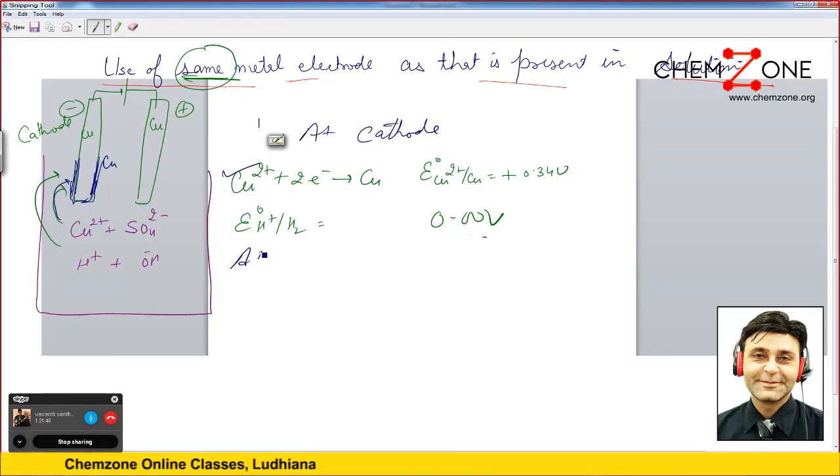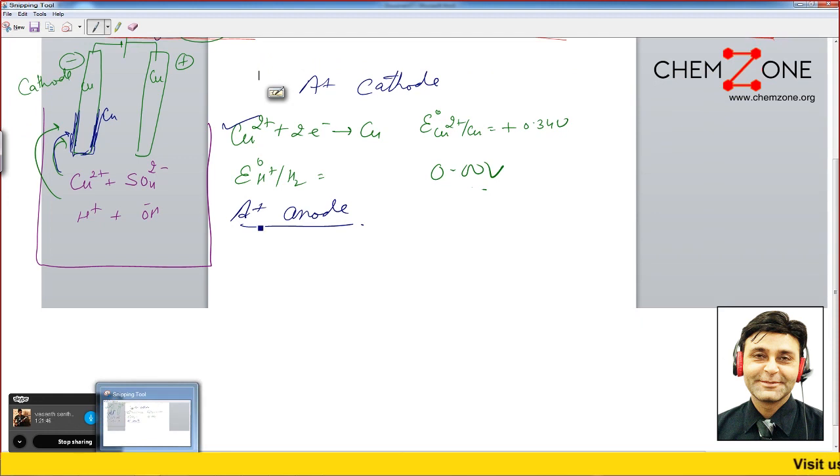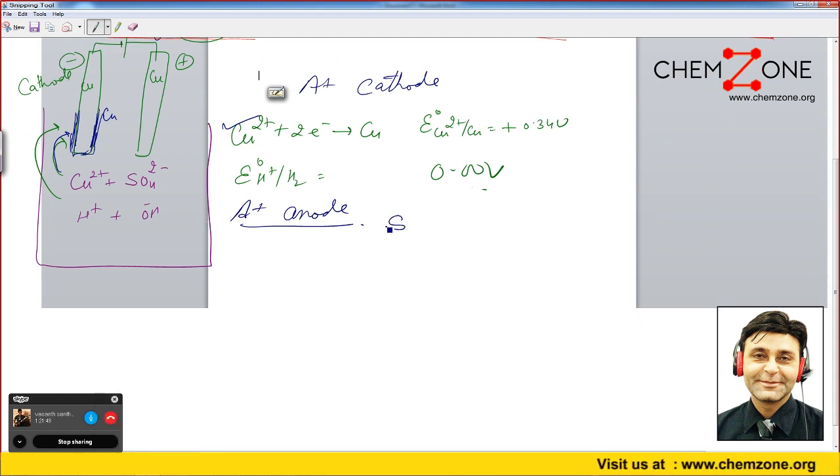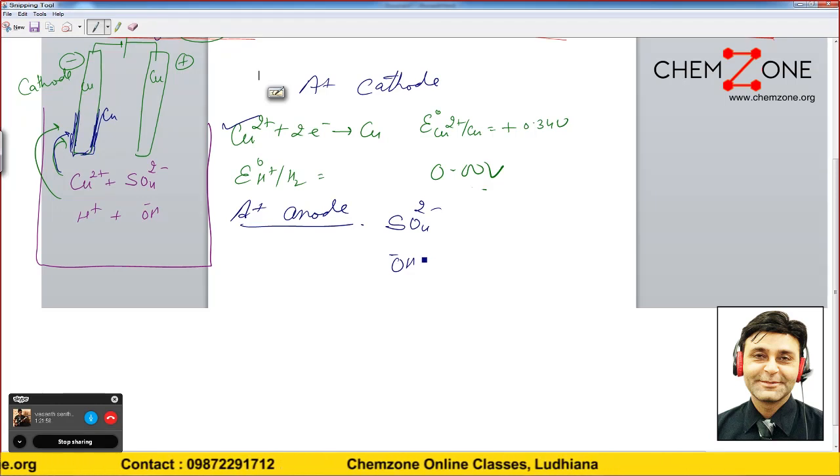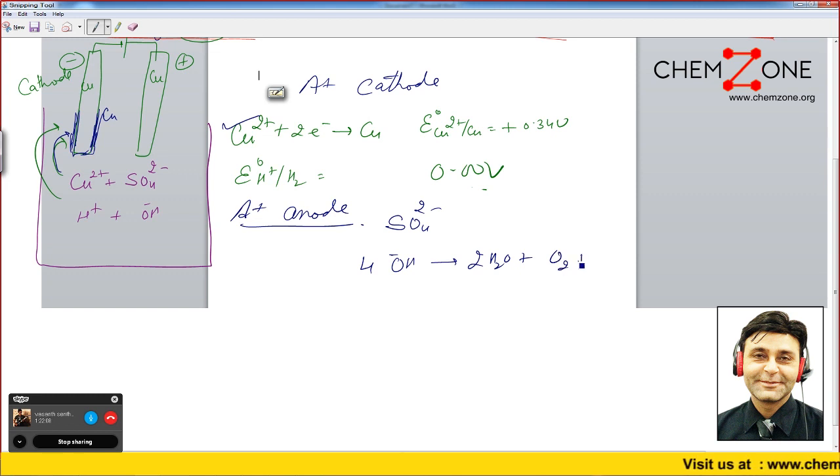Now at anode, what will happen? At anode we have the possibility that sulphate ion may be discharged or OH ion may be discharged. Out of these two, which has a lower discharge potential? Can you tell me? Hydroxide. Yeah. It means one possibility is it may undergo oxidation and produce oxygen.